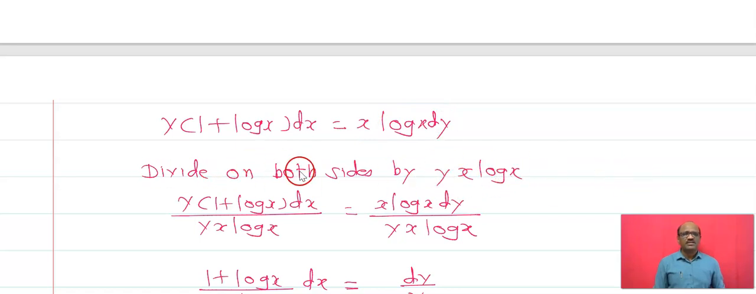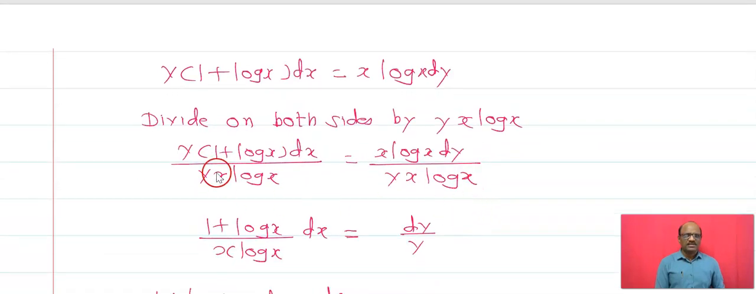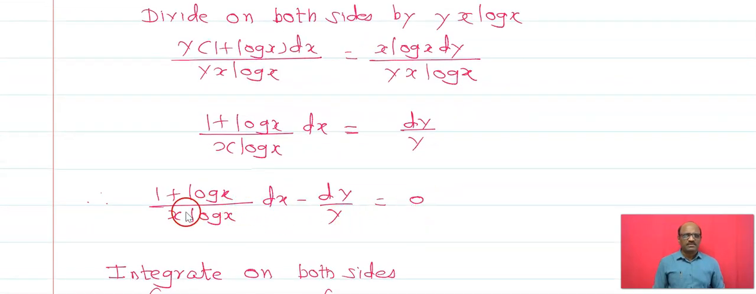And that's why divide on both sides by y x log x. Therefore you will get y (1 plus log x) dx upon y x log x equals x log x dy upon y x log x. And here y will get cancelled and you will get (1 plus log x) upon x log x dx, and that equals, here log x and log x get cancelled, dy upon y. Therefore (1 plus log x) upon x log x dx minus dy upon y equals 0.